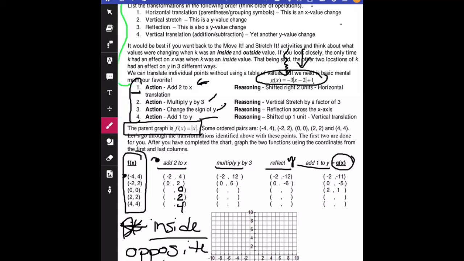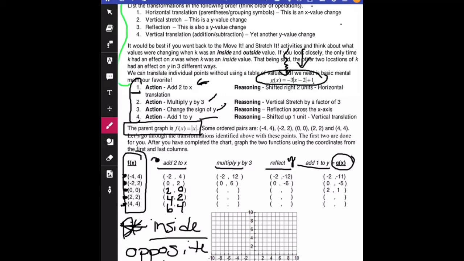Negative 4 plus 2 is negative 2. Negative 2 plus 2 is 0. And so we're going to work on 0 plus 2 is 2. 2 plus 2 is 4. And the last one, 4 plus 2 is 6.